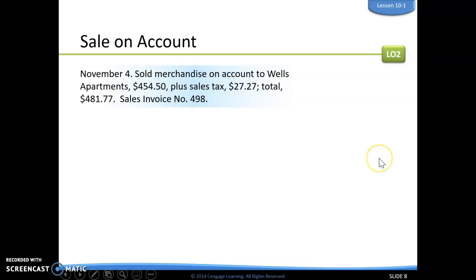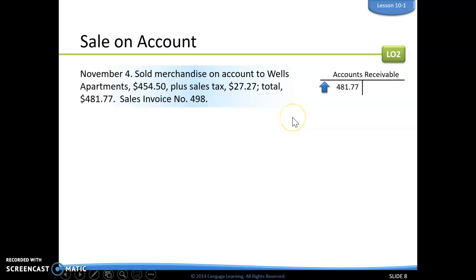November merchandise on account to Wells Apartments, $454.50 plus sales tax of $27.27, which is a total of $481.77. Sales invoice number 498. A lot of times that will just say S498, and that tells me that an S is a sale. It's going to go in my sales journal whenever it's on account.